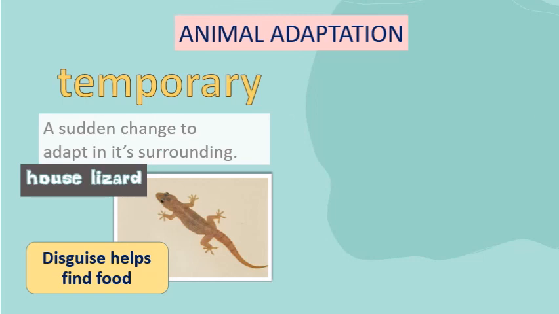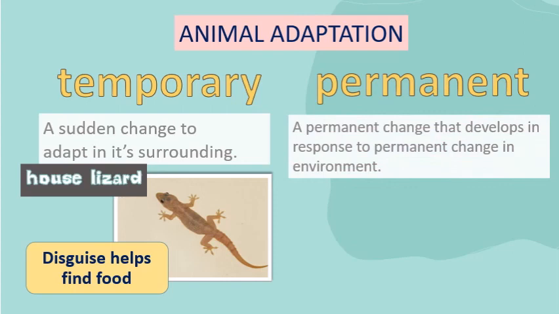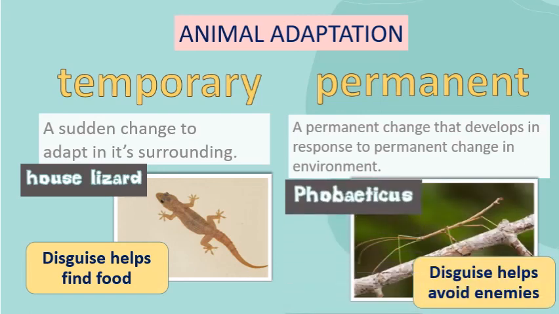Second is permanent adaptation. It is a permanent change that develops in response to a permanent change in the environment. Obaticus, also known as a walking stick, stays still and looks like a tree branch.